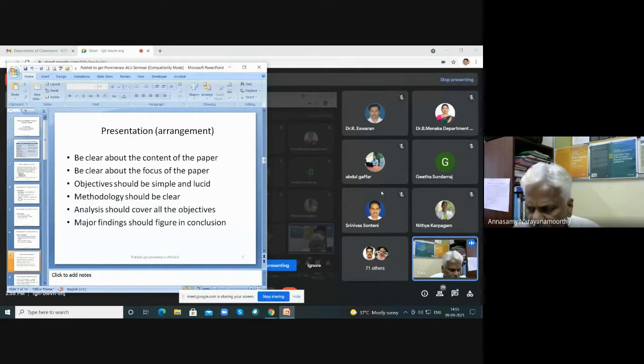I request all the PhD students, go and see some good journals today. You will see the structure. It need not be exact, but I can tell you there is an introduction, there will be objectives, methodology, results and discussion, conclusion and references. This is the style normally. Understand that style first. That is what I am saying, that many have a problem in forming the structure of the paper.